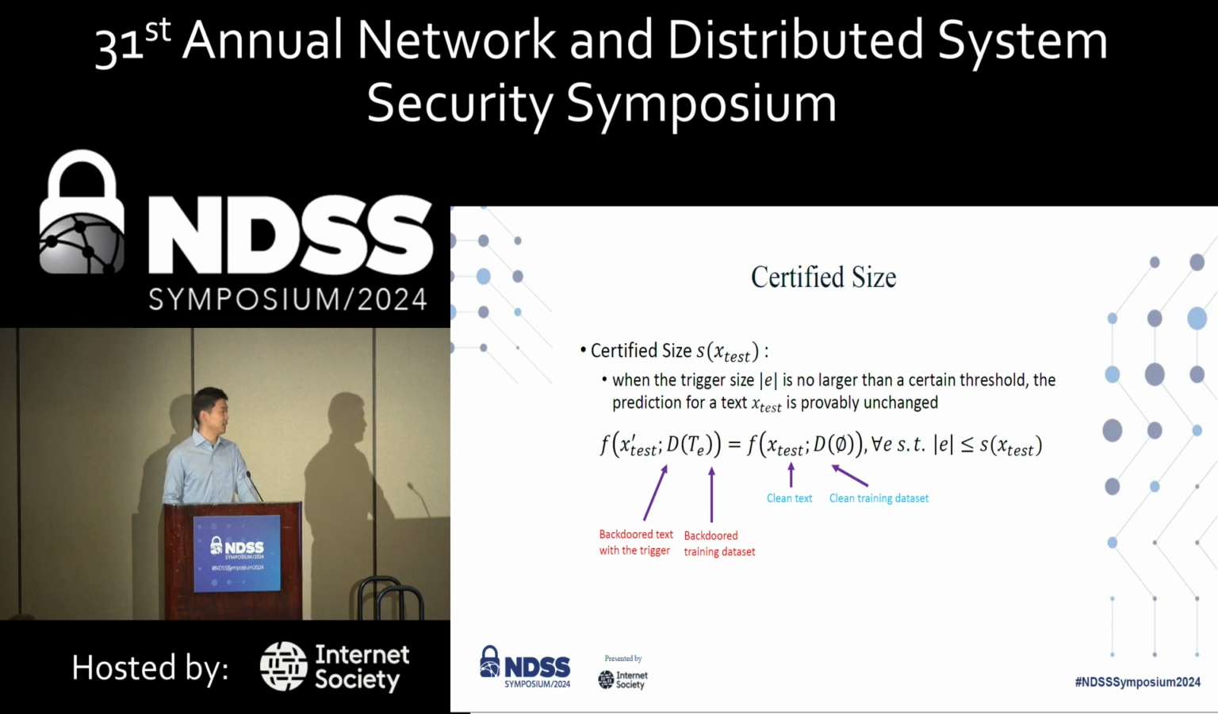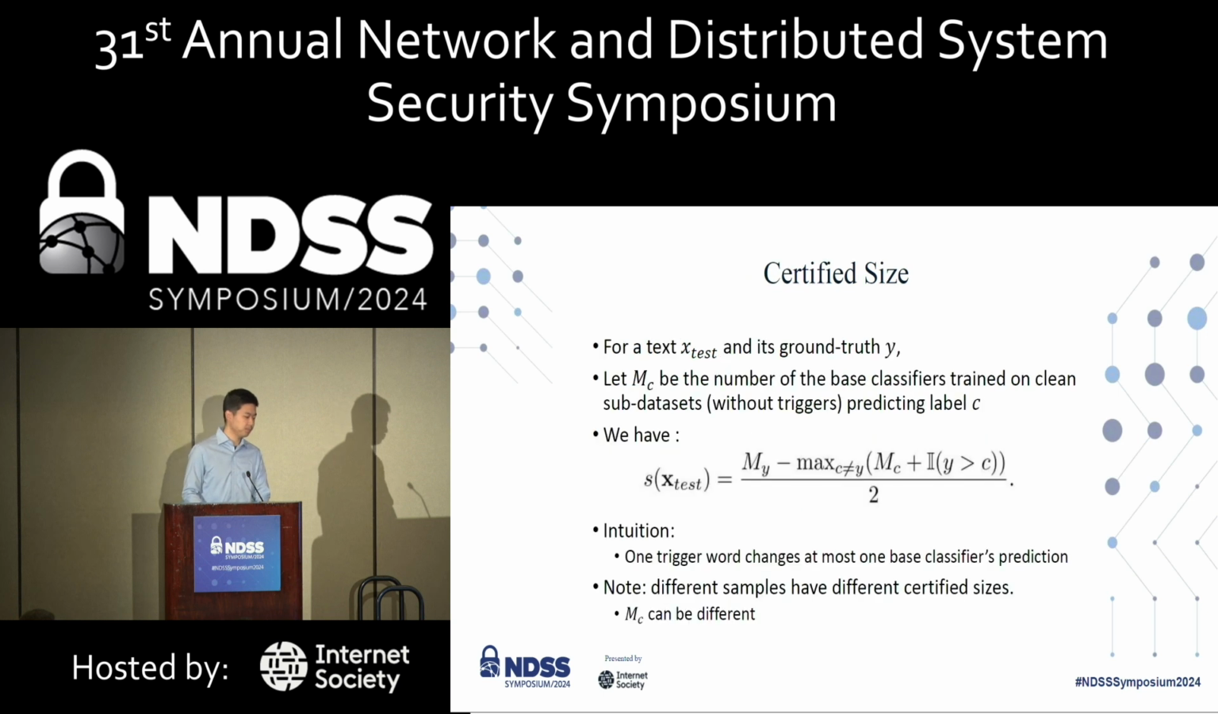On the left side, it is the prediction on the backdoor text, where the classifier is trained on the backdoor training dataset. On the right side, it is the prediction on the clean text, where the classifier is trained on the clean dataset without the trigger. These two predictions should be the same when the trigger size is not larger than the certified size. So how to calculate the certified size?